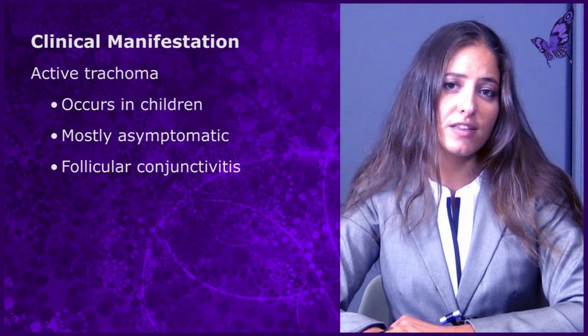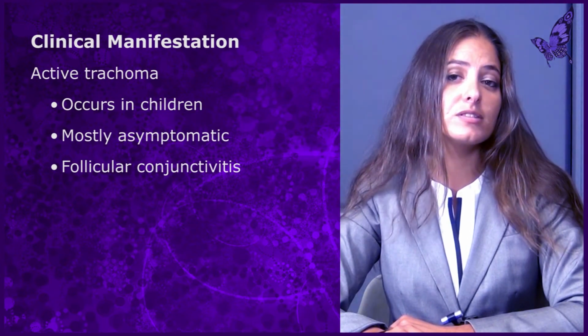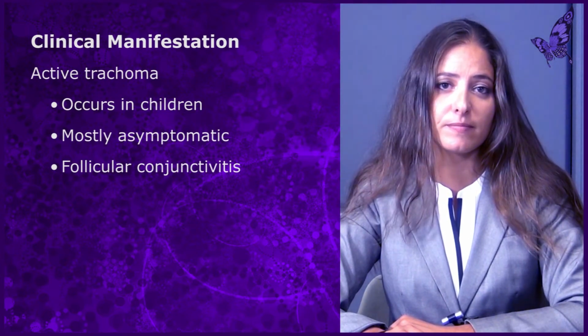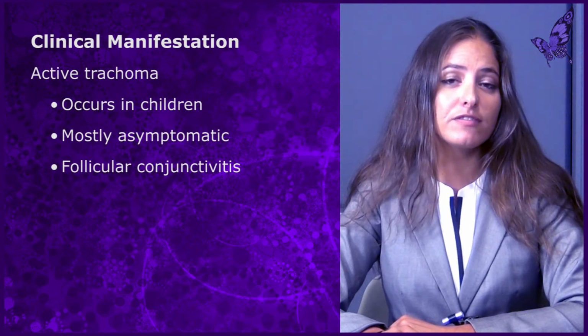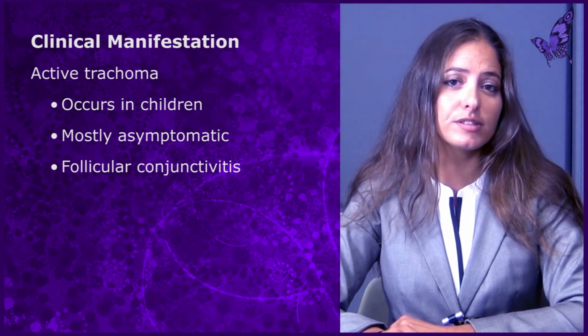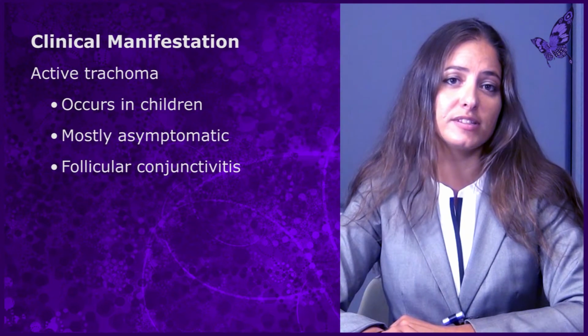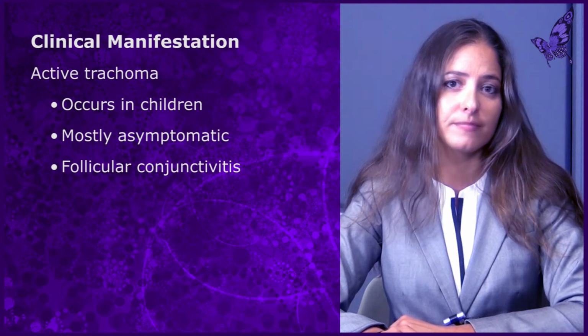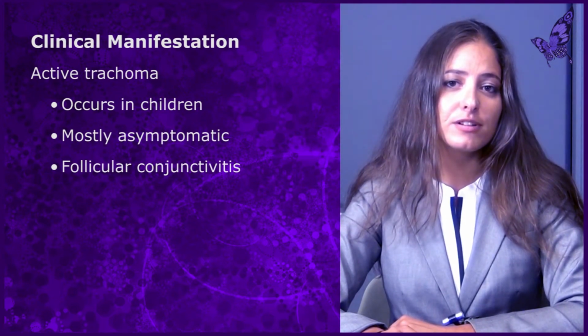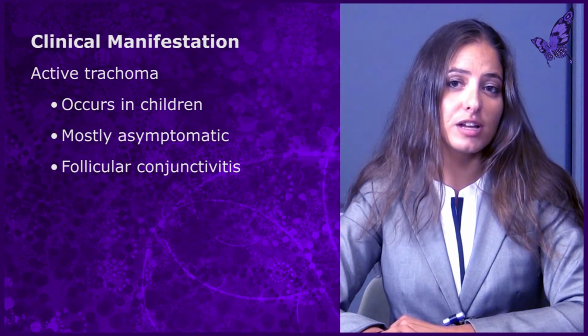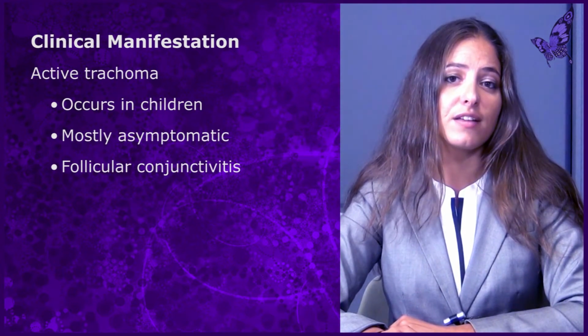WHO grades patients in this phase of the disease based on the severity of the inflammation. The presence of 5 or more inflammatory follicles defines the follicular trachoma stage, or the TF stage. Intense papillary hypertrophy and tarsal conjunctival thickening define the intense trachoma phase, or the TI phase.